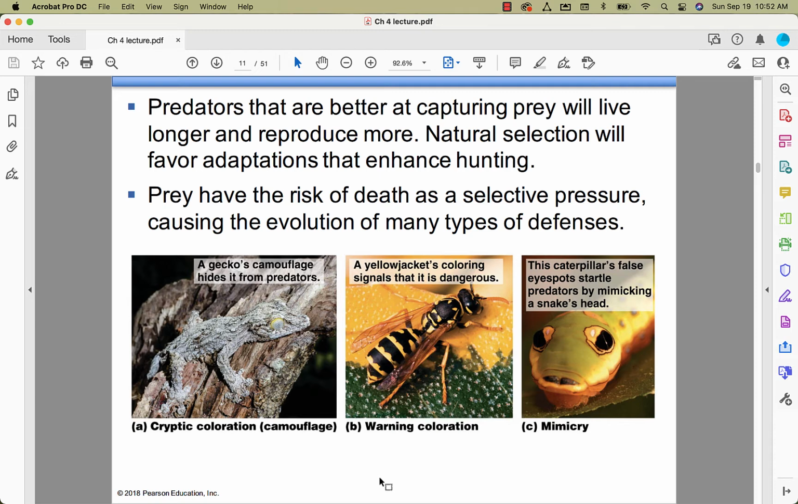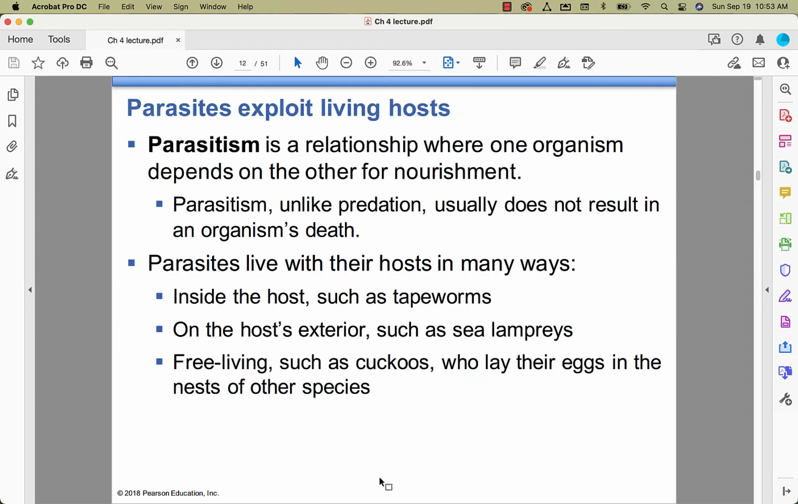Yellow jackets, okay, poison frogs are brightly colored, okay, which kind of signals that it's dangerous. You've got that caterpillar, okay, they do mimicry to make a predator think it's a snake, okay. Some butterflies that are prey have eye spots, or what look like eye spots, to prevent birds from eating them.